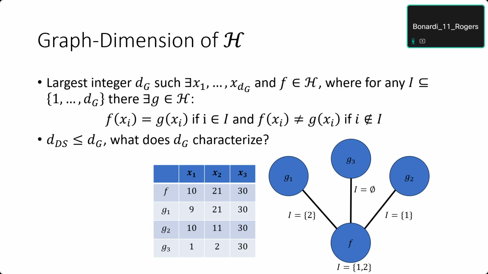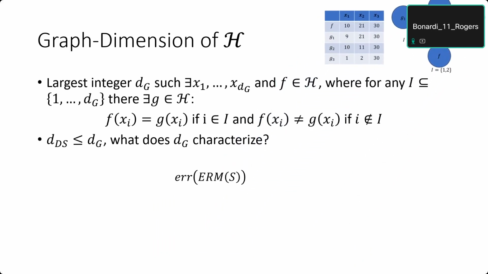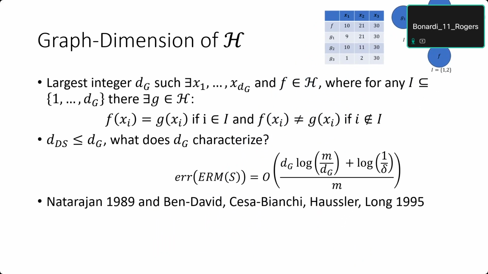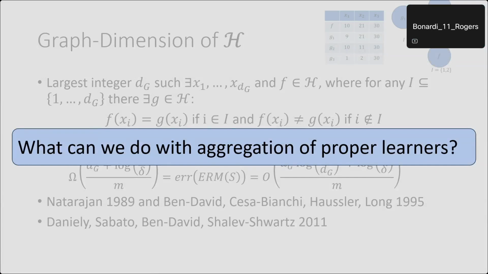Good. So what does the graph dimension characterize? Well, when we have finite graph dimension, then we know that we can learn by ERM, and we can learn with this rate. And this is due to Natarajan, and Ben-David, Cesa-Bianchi, Haussler, and Long. Furthermore, it was shown by Daniely, Sabato, Ben-David, and Shalev-Shwartz that there is a lower bound over here for learning with ERM. Right. Good. So this brings us to the question we tried to answer in this work, which is what can we do with aggregation of proper learners in multi-class classification?